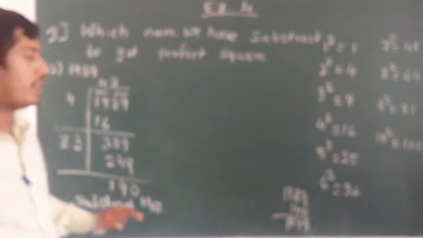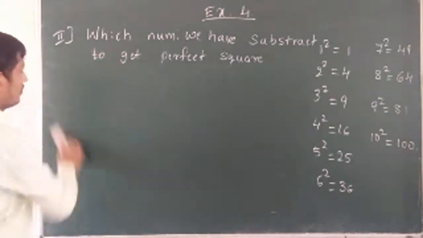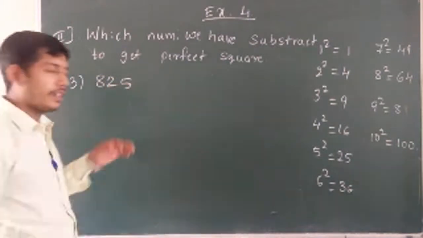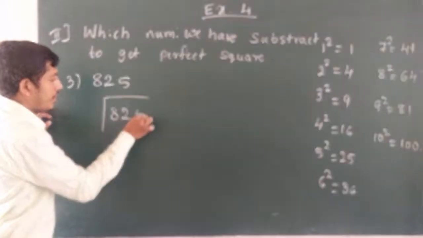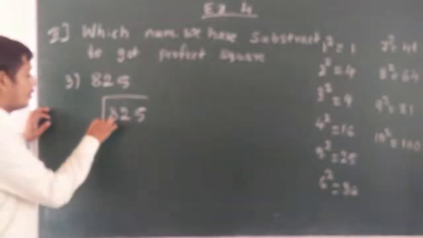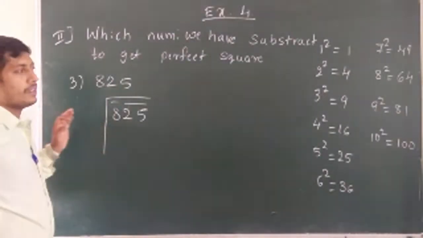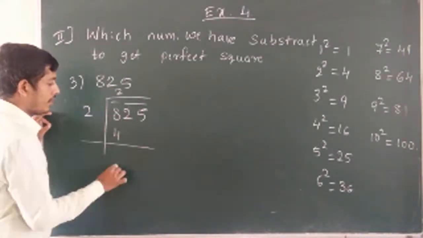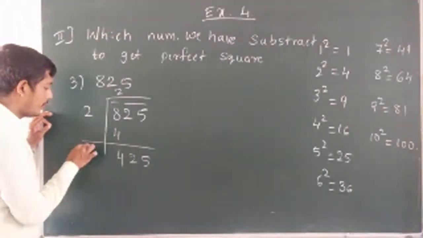Okay. Then the next one is 825. Third one, 825. I will explain that later. 825 is the given problem. So we have to take from the right hand side. Then 2 square is 4. 2 2s are 4. Then remaining is 4 and the next 2 5. 4 plus 4, 2 plus 2, 4.